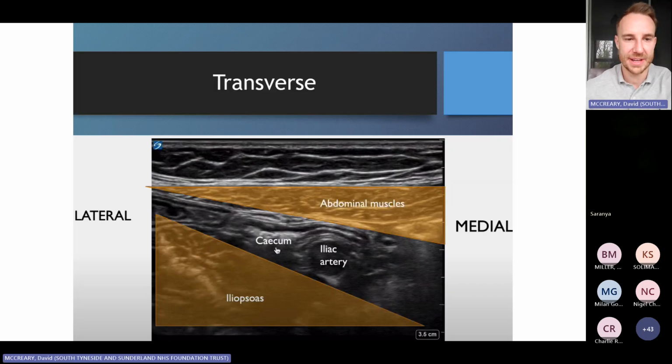But on with the appendix. So again, if we're looking from the near field to the far, and we've got our probe marker to the patient's right, so lateral to medial, we obviously know that we've got our vessels, typically artery and vein. Same thing when we get down to the femorals, artery and vein, isn't it?